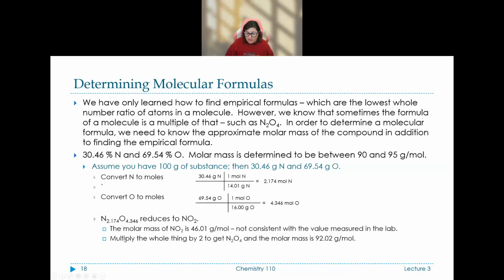So we have to figure this out. If I multiply the whole thing by 2 to get N2O4, the molar mass is 92.02, and therefore that is consistent. So N2O4 is the molecular formula that I'm looking at because it has a mass that matches with what I was told the molar mass should be. Okay? So that's how we do that.